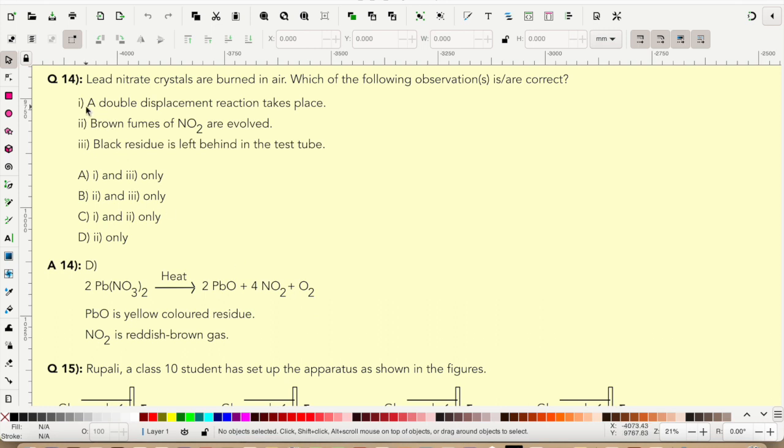So the first statement that says a double displacement reaction takes place is wrong. This is a decomposition reaction, not a double displacement reaction. Second is brown fumes of NO2 are evolved. This is right. Third is black residue is left behind in the test tube. It is not a black residue, it is yellow residue of PbO that is left behind in the test tube. So statement 3 is also incorrect. Only statement 2 is correct. Option D that says only statement 2 is correct is the right choice.